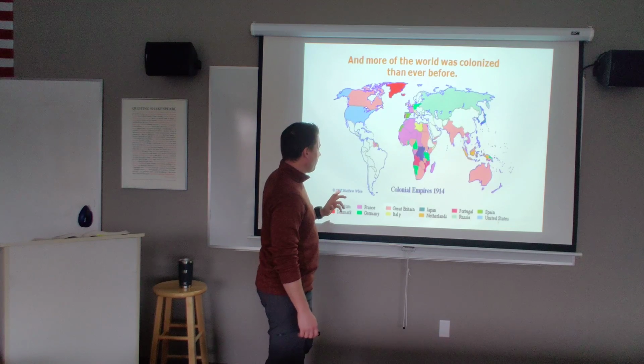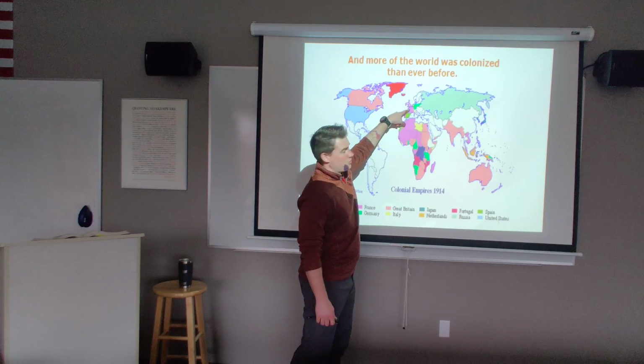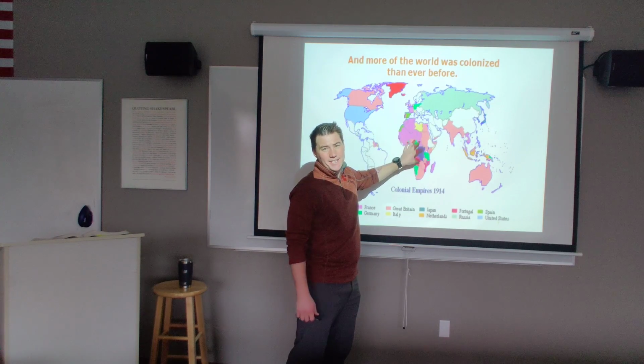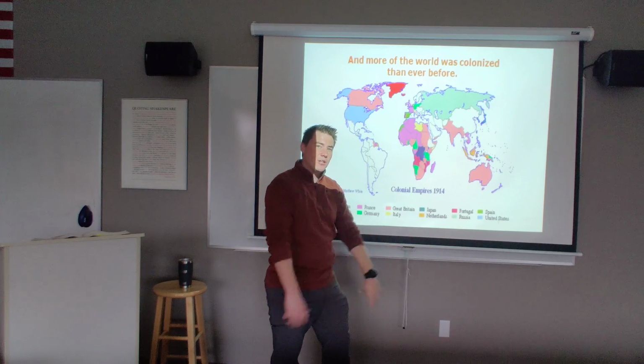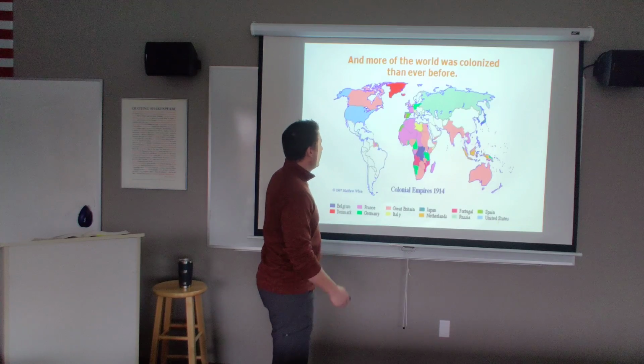So you can see, obviously, the Russian Empire is quite large, but all these European countries are starting to carve up Africa. And if we get back together as a class, we're going to play a really fun game called the Scramble for Africa, and we'll see how this continent got subjugated.